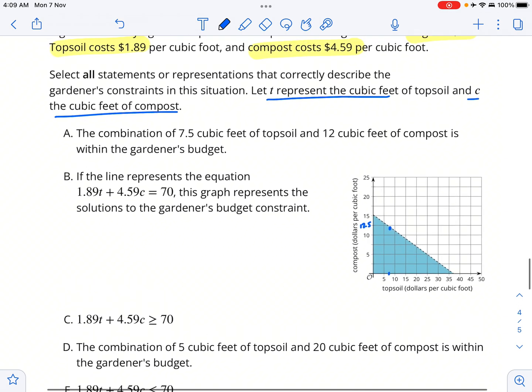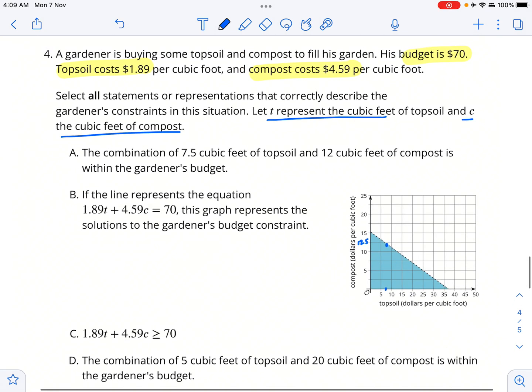So if I take this one, it hasn't given us an inequality, so I'm just going to work it out. If I take 7.5, I'm just doing my calculations on the other side. In fact, it is going to work. So A is going to be a solution.